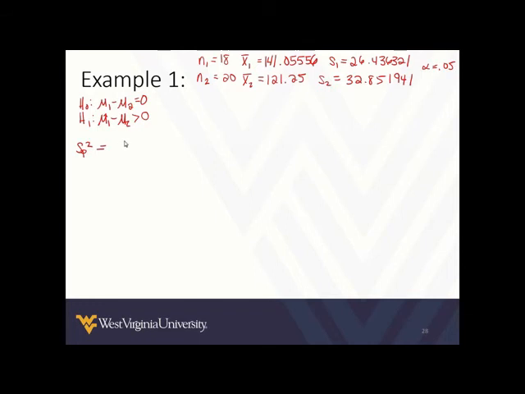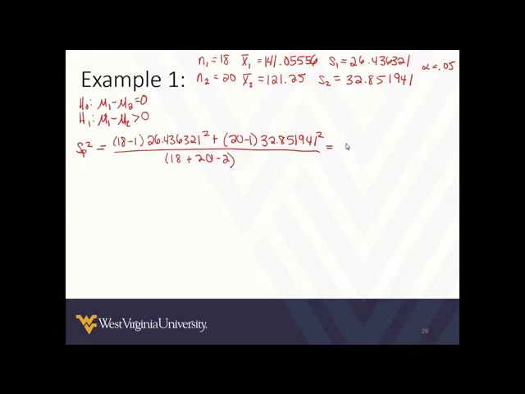To plug in our values, this would become 18 minus 1 quantity multiplied by 26.436321 squared, plus 20 minus 1 quantity multiplied by 32.851941 squared, all divided by 18 plus 20 minus 2. And if I type that into my calculator, I'm going to get something approximately 899.63.